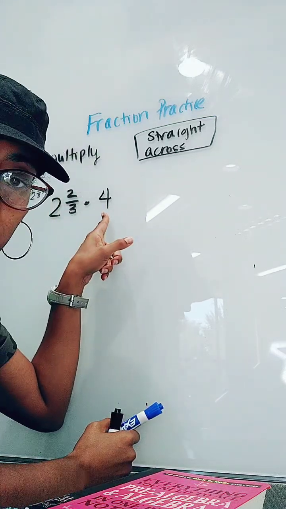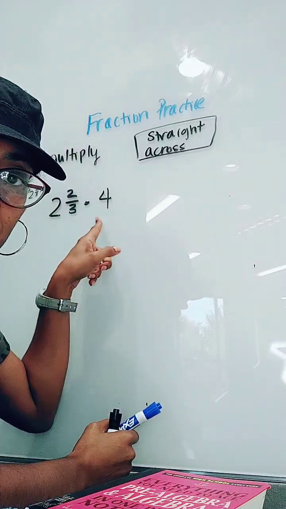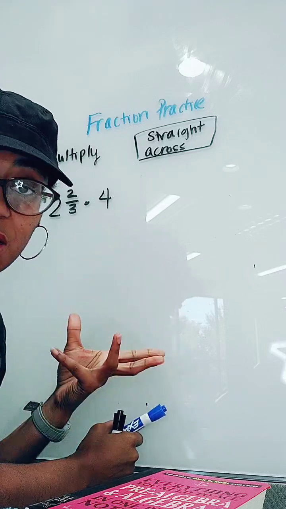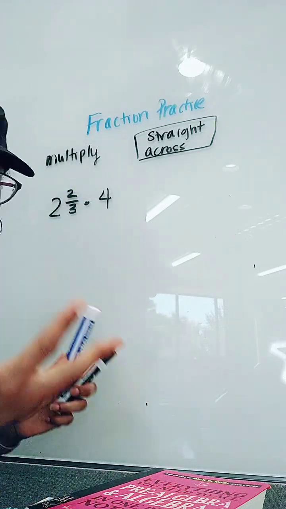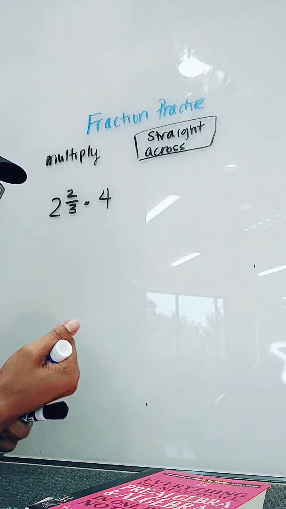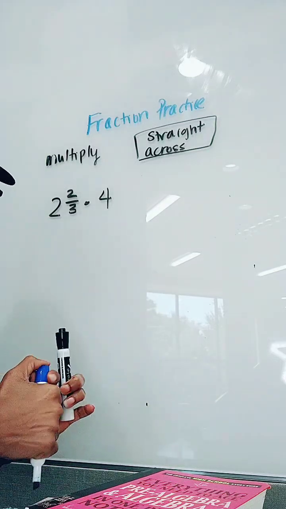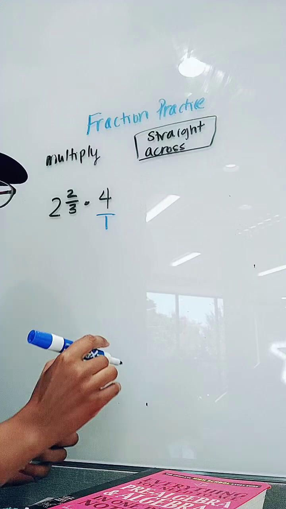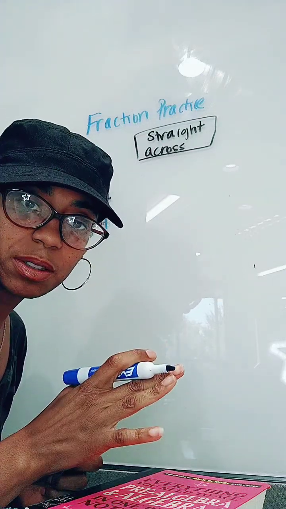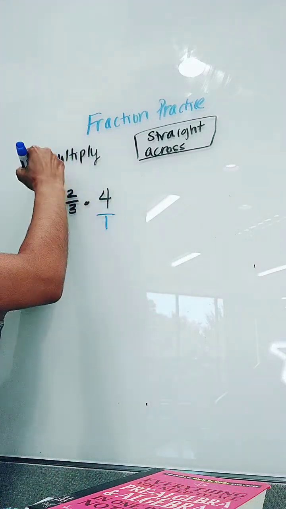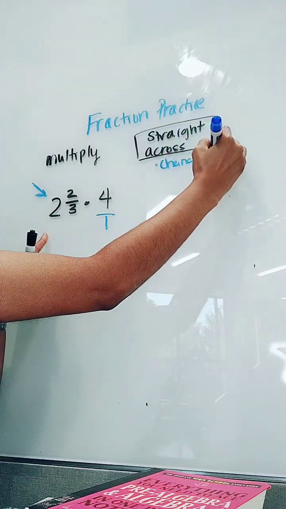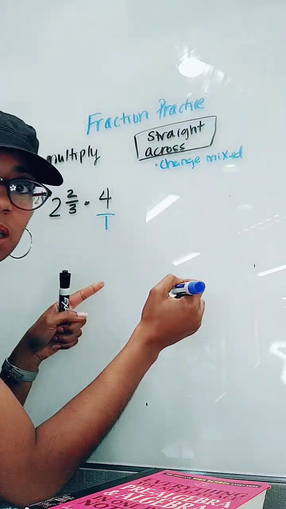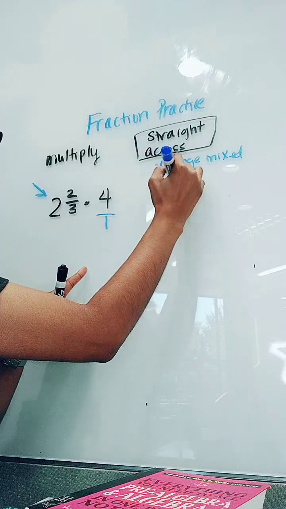What's under every single whole number? There's an imaginary 1 under every whole number. We can change it into a fraction, okay? That makes it easier whenever you know that. So I can put a 1 under here, and it doesn't change the value of it. Now over here, I have got to change a mixed number. Can y'all see that? To improper.